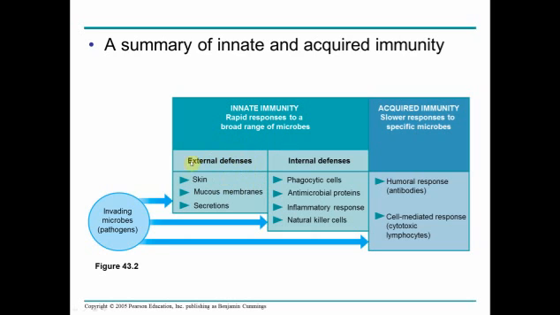So this is an overall idea of what we're going to talk about today. Innate immunity includes both these external defenses like skin that I mentioned, your mucous membranes, and also the secretions that come out, such as hydrochloric acid in the stomach. The internal defenses, still part of innate immunity, you have them since birth, are some phagocytic cells, like macrophages or dendritic cells, some antimicrobial proteins, like the protein complement system, your inflammatory response, tied to histamine, of course, and then NK cells, or natural killer cells. Here, acquired immunity, your humoral response, that's antibodies with B cells. And then the cell-mediated response is cytotoxic lymphocytes, which are killer T cells, if you like to call them instead.